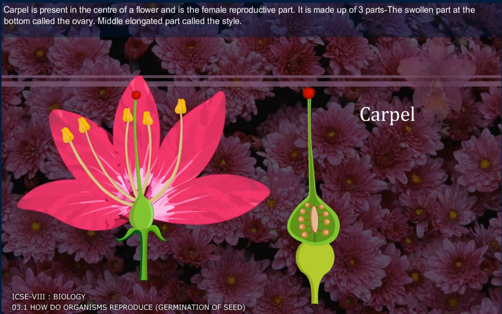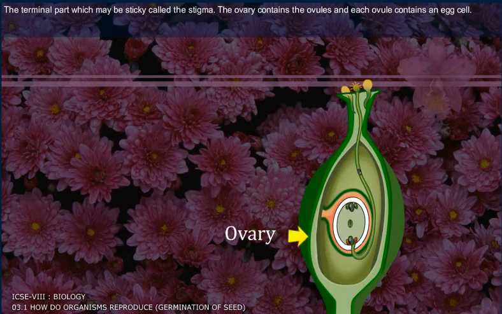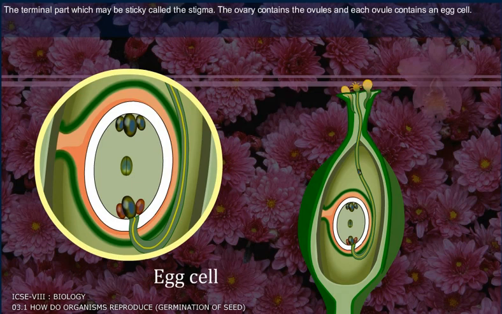Carpel is present in the center of a flower and is the female reproductive part. It is made up of 3 parts. The swollen part at the bottom, called the ovary. Middle elongated part, called the style. The terminal part, which may be sticky, called the stigma. The ovary contains the ovules, and each ovule contains an egg cell.